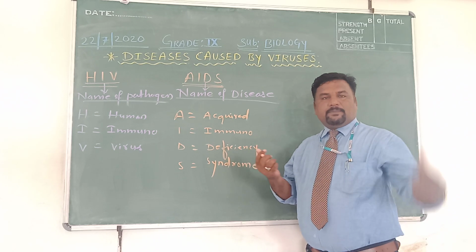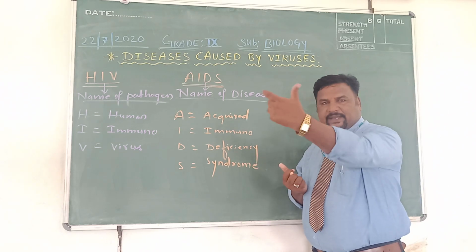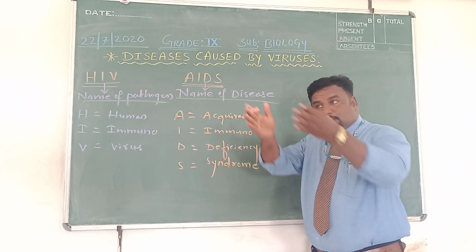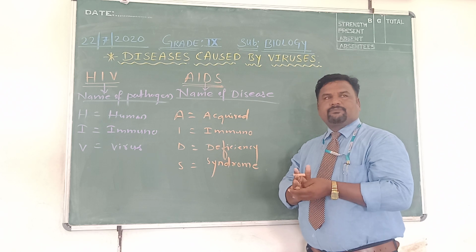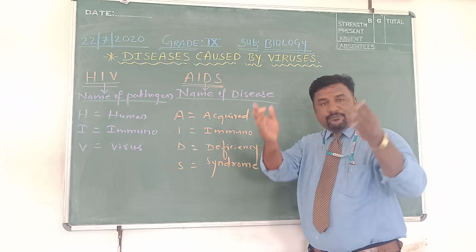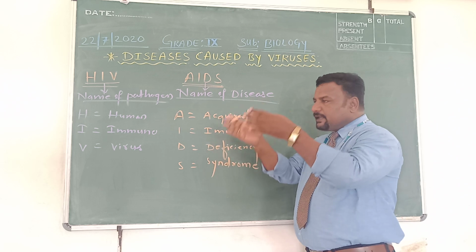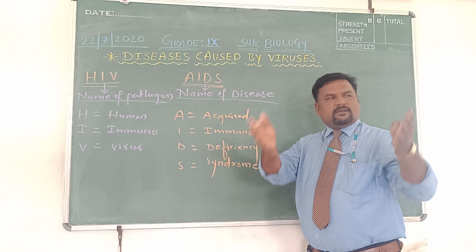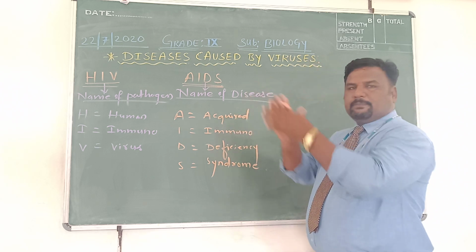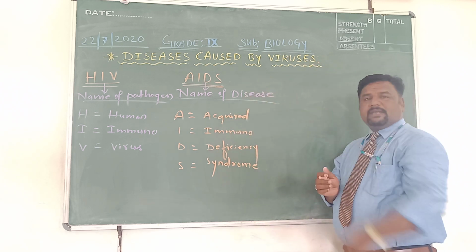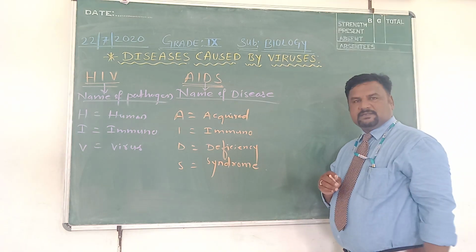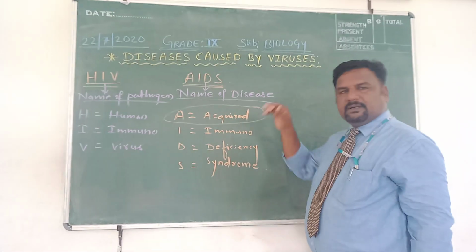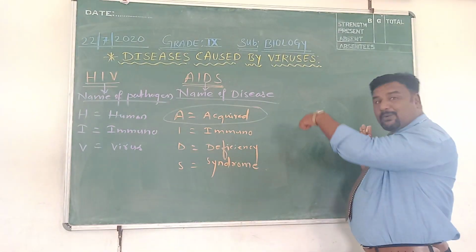For example, transfusion of blood from an infected person, or from an infected mother to her child, or use of infected syringes, needles, razors, etc., or having sexual contact with an infected person. These are the major routes of transmission of this disease. Therefore, it is called acquired. It is not present by birth in any individual.